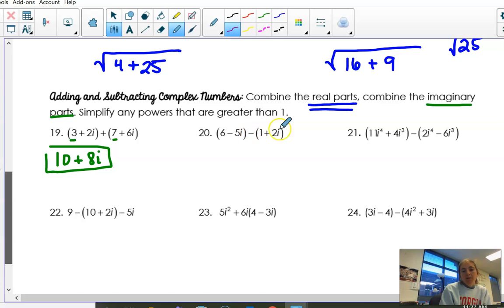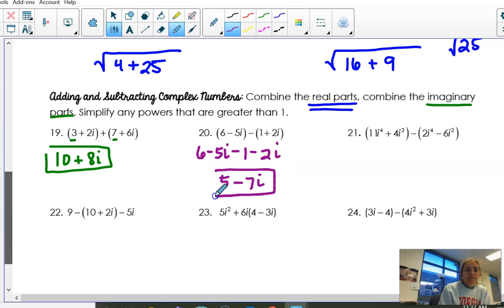On number 20, we do need to make sure we distribute the negative. So this is 6 minus 5i minus 1 minus 2i. 6 minus 1 is 5, -5i minus 2i is -7i. On these two, i only has an exponent of 1, so we didn't have any further simplifying to do.